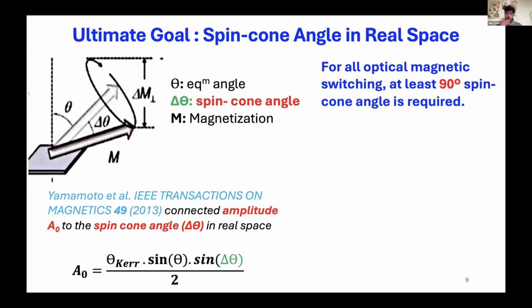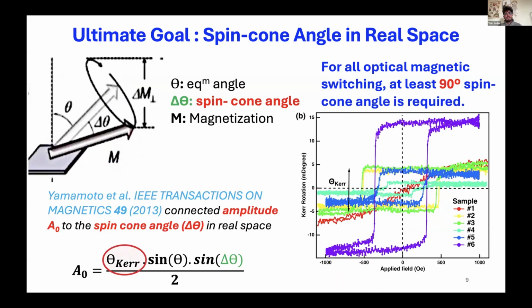So to find the spin cone angle, Yamamoto et al. in 2013 connected this change in magnetization with the amplitude, the Kerr rotation, and the real cone angle. And using this equation, we can find delta theta, which is our spin cone angle in real space. And we can calculate the theta Kerr from the magneto-optical signals obtained from these different samples using Kerr microscopy.